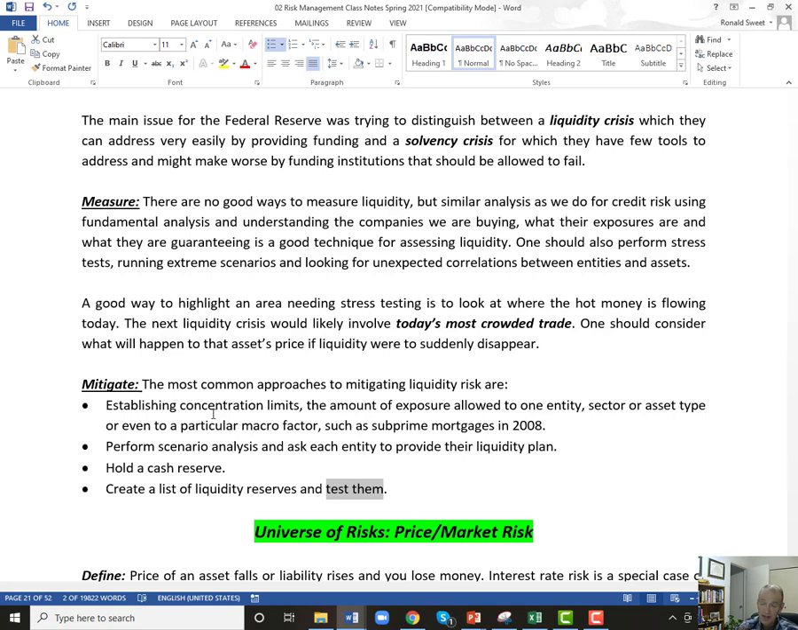USAA, one of its biggest lines of defense was securities lending. So USAA would actually go out and test securities lending.